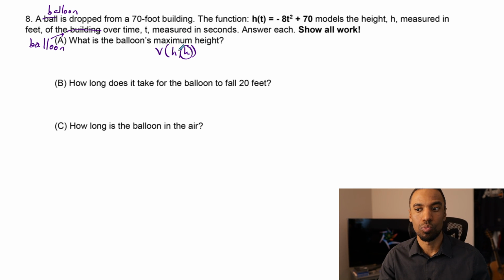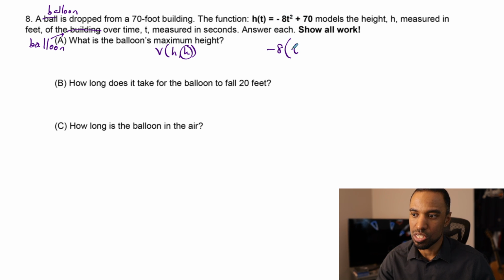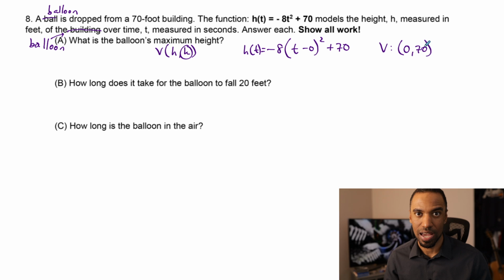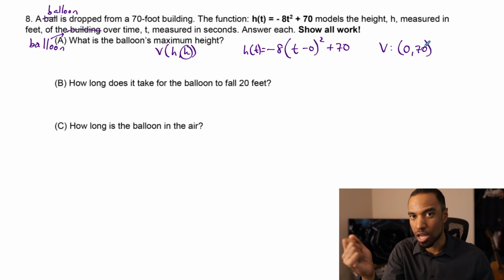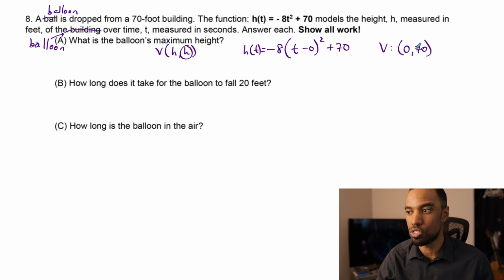To do that, we got to find the h value. It's standard form, but it's also vertex form right here. This is -8 times (t minus 0) squared plus 70. If I expand that in that vertex form appearance, that means your vertex is at (0, 70). At time 0, the ball is at its highest height. That means it's dropped. It's not thrown up and then gravity takes down. It's just dropped from the top. So that's (0, 70). 70 is the maximum height.